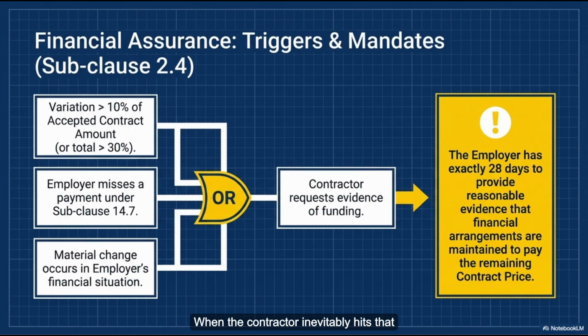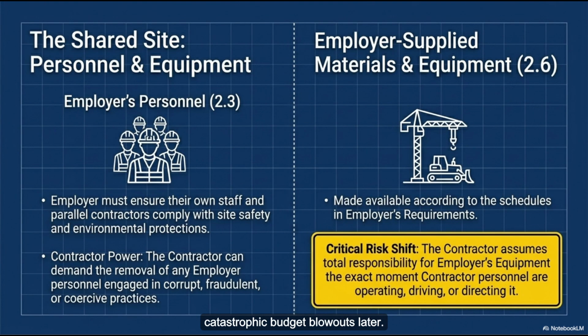When the contractor inevitably hits that unstable shale and files a massive claim for an unforeseeable condition. Exactly right. Clause 2 forces transparency early to prevent those catastrophic budget blowouts later. Which brings us to the part of Clause 2 that genuinely stunned me. Subclause 2.4, financial arrangements. The employer doesn't just have to prove they have the money on day one. They have to prove they have the money when things get out of hand.